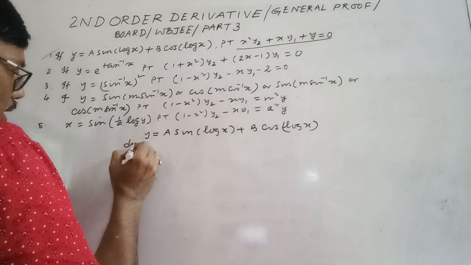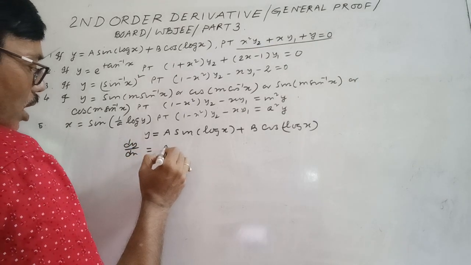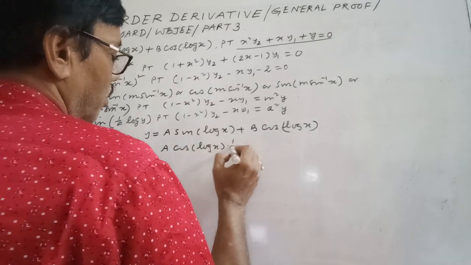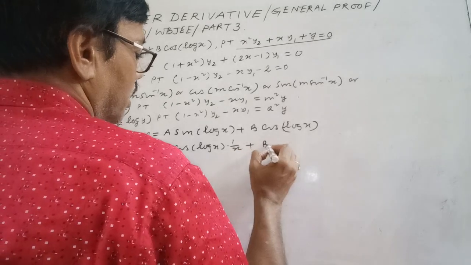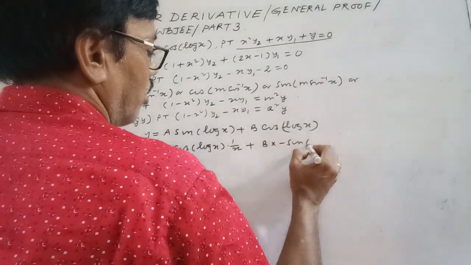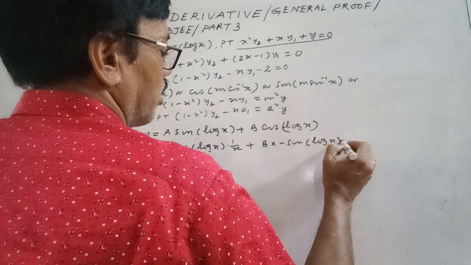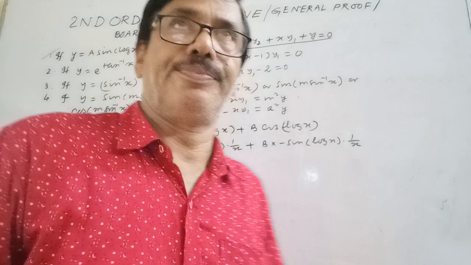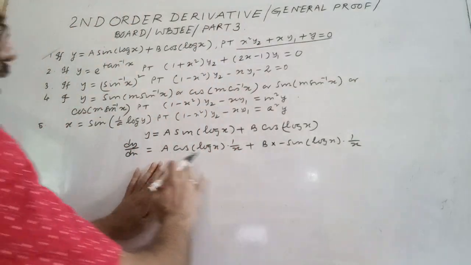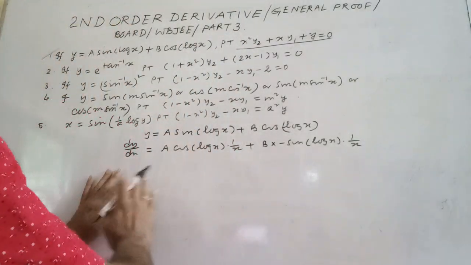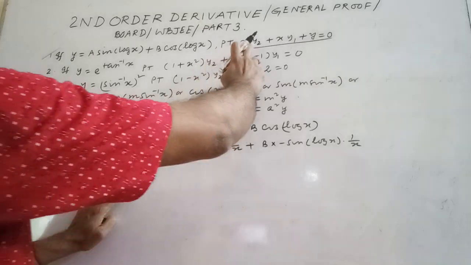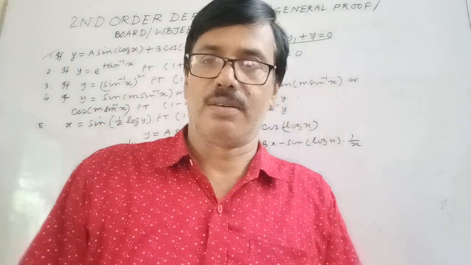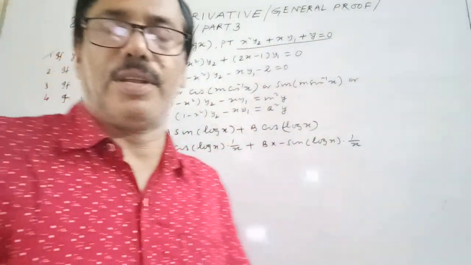So what is dy by dx? a cos log x, then derivative of log x is 1 by x, plus b into minus sin log x into 1 by x. This is the first order derivative. Now we can also find the second order derivative, then put the values of first order, second order and y in the LHS of the expression, and you can prove this result. But this will be lengthy.